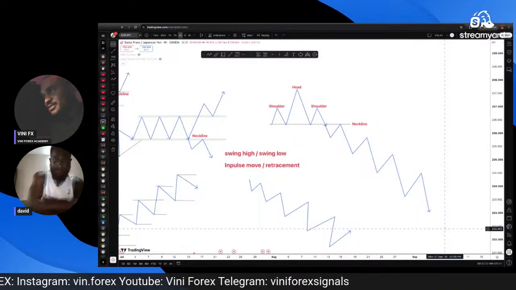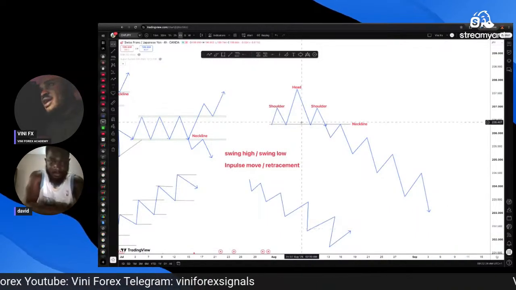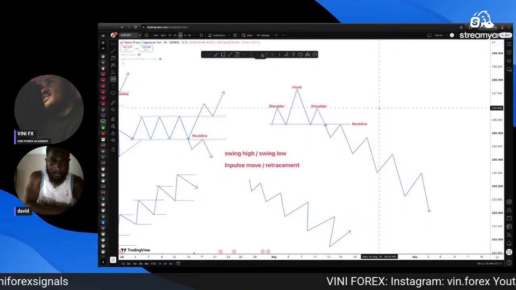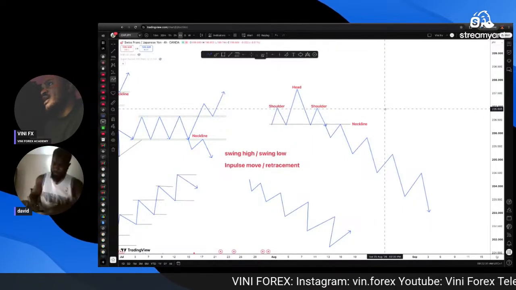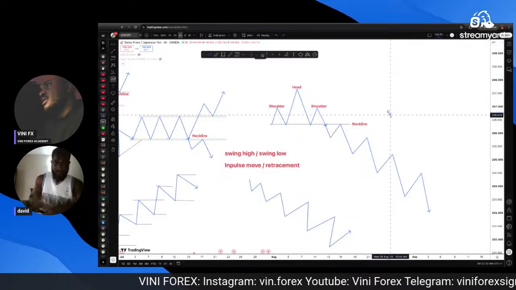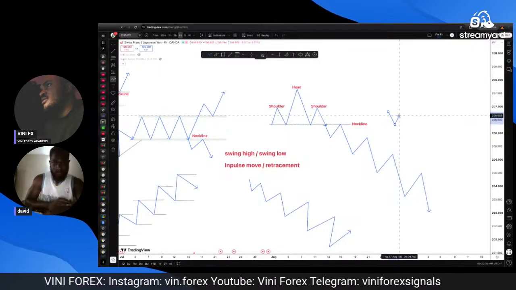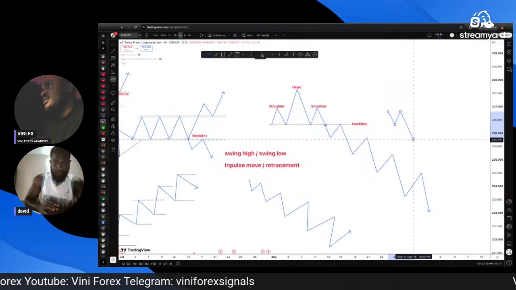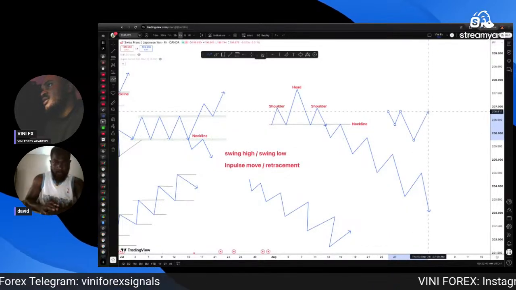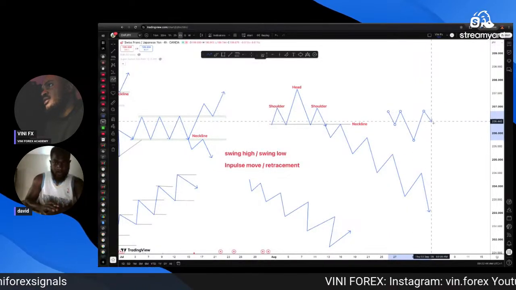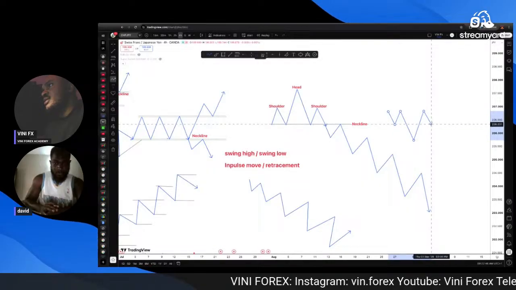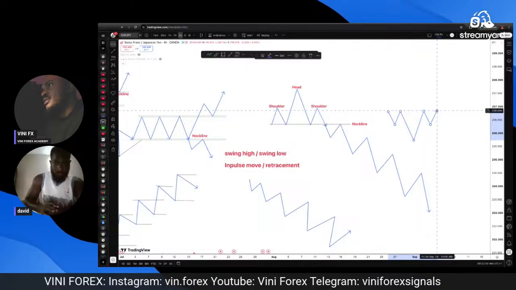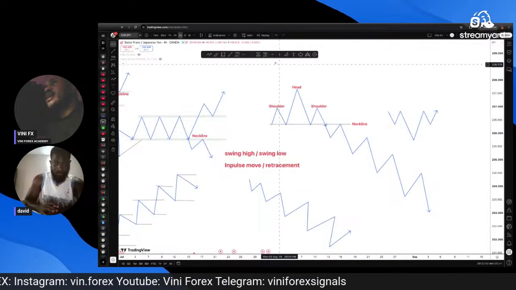Yes, sir. So now we also have something called inverse head and shoulder. It happens in the same manner. This is the head and shoulder. Then you come down this way to give you the head, up to the neckline again, and then the right shoulder. Do you see it now? So this is the inverse head and shoulder.